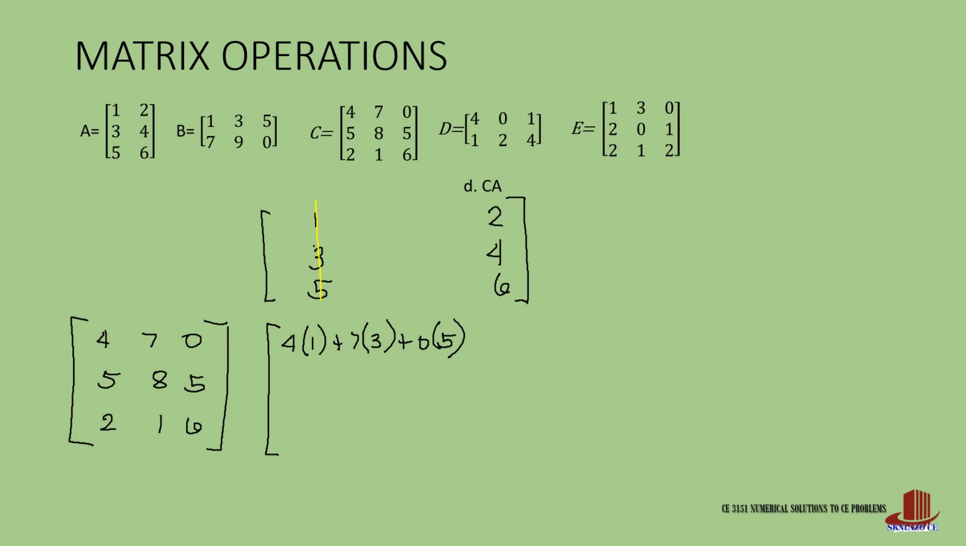Moving on to our second row. We would have 5 times 1 plus 8 times 3 plus 5 times 5. For the third row, 2 times 1 plus 1 times 3 plus 6 times 5. And that would be for the first column. Let's continue doing it for the second column.